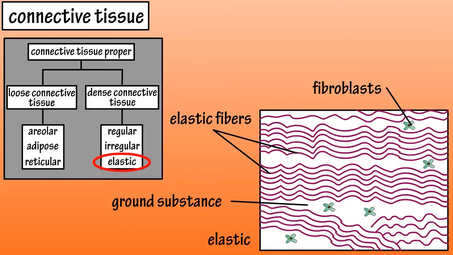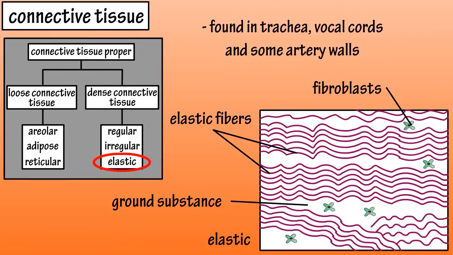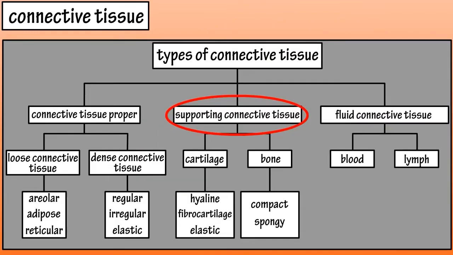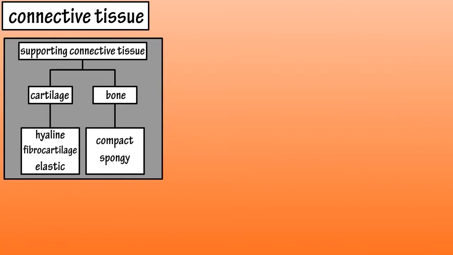Elastic connective tissue consists of densely packed elastic fibers, with fibroblasts scattered throughout. It is found in the trachea, vocal cords, and walls of some arteries. Next, let's look at the second classification of connective tissues, supporting connective tissue, which also has two subgroups, cartilage and bone, with cartilage having a semi-solid matrix and bone having a solid matrix.